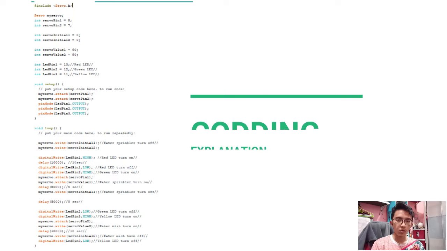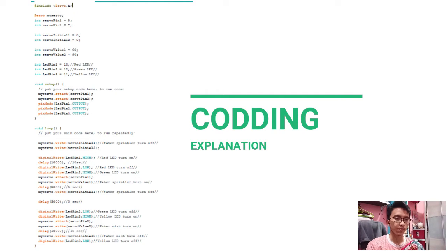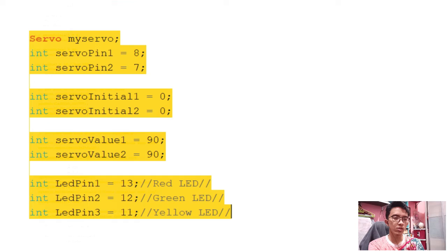So next, I will explain the coding for our project. First is the servo. I enter servo pin, I put it 2. So servo pin 1 at number 8 and servo pin 2 at number 7. Next is servo initial 1 and servo initial 2 at 0 degree, servo value 1 and servo value 2 at 90 degree, LED pin 1 at number 13, LED pin 2 number 12 and LED pin 3 at pin 11.